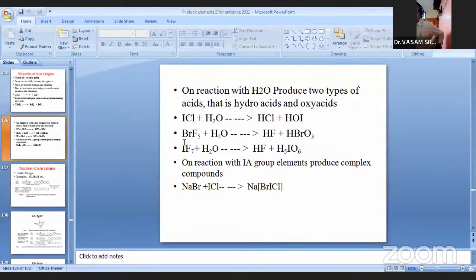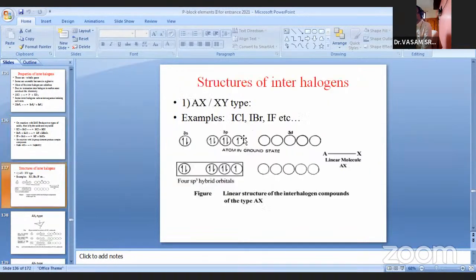Okay, now come to IF7. In this, fluorine is more electronegative. So the more electronegative element reacts with water to give the hydroacid, HF, and the less electronegative iodine gives the oxy acid, H5IO6. Okay, now BrF5. Fluorine is more electronegative and gives hydroacid, and less electronegative bromine gives oxy acid. So these are the hydrolysis reactions of interhalogens, which are very, very important for coming entrance examinations.